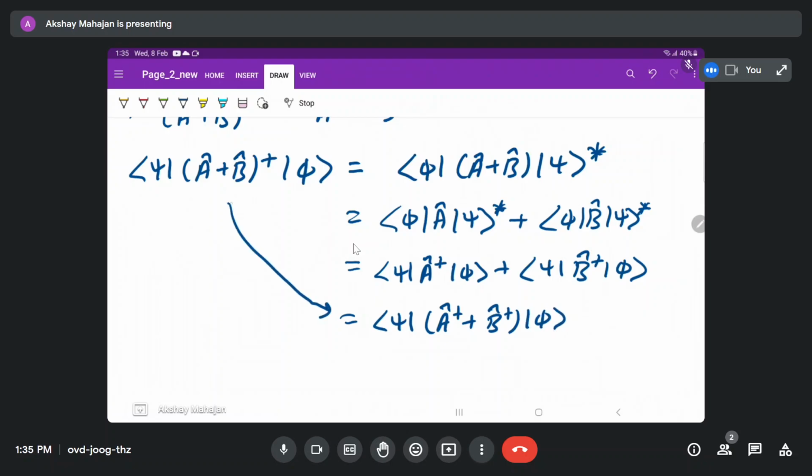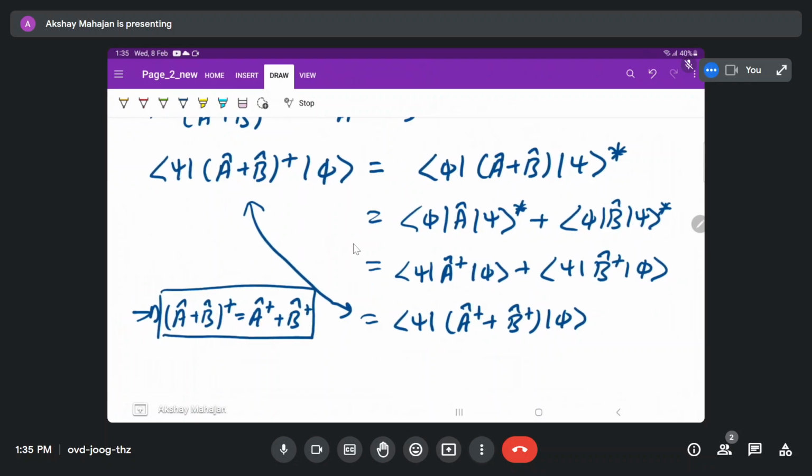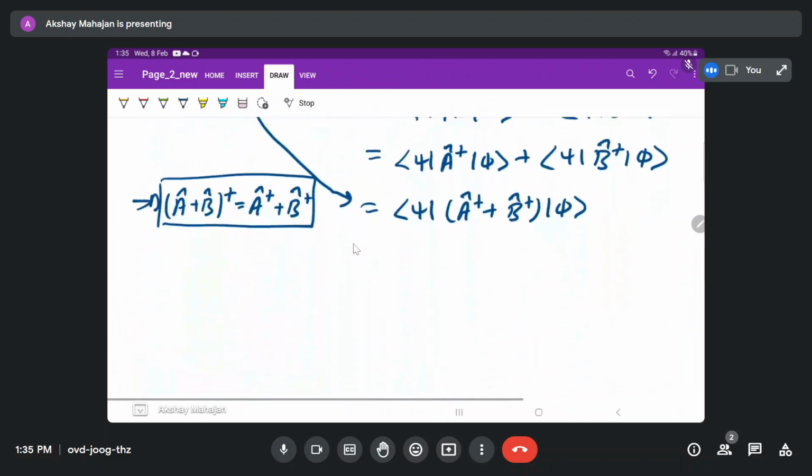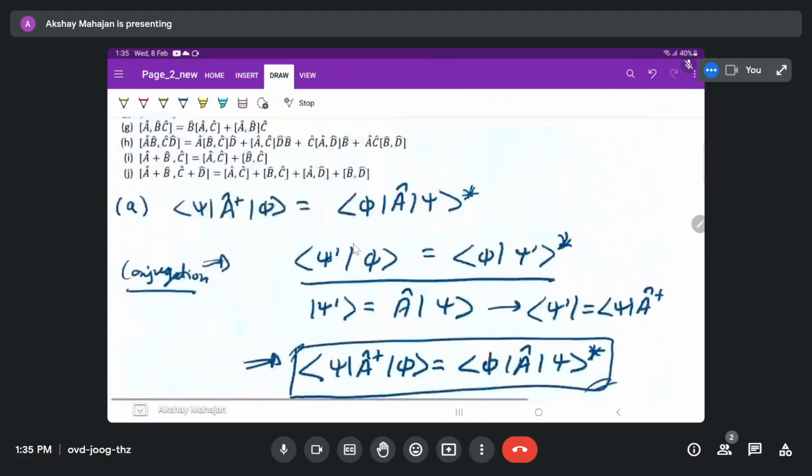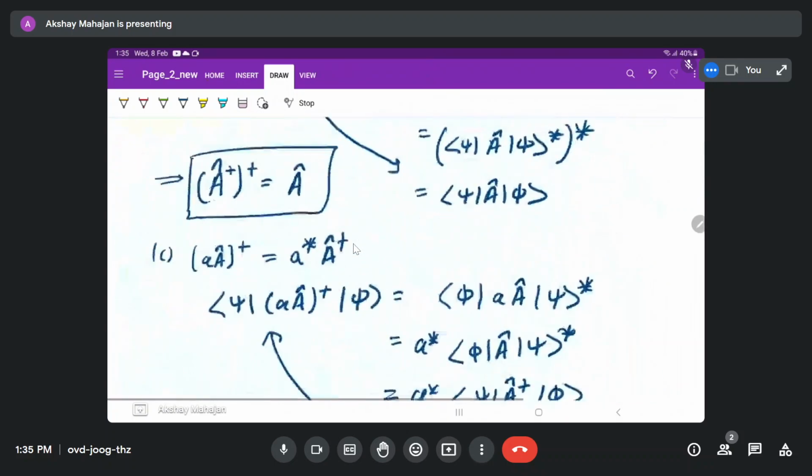Again by comparing these two, what we get is a cap plus b cap whole adjoint is equal to a cap dagger plus b cap dagger. So we have proved this identity as well. Now let us prove our next identity, the fifth one. In it, what we have is a cap b cap whole dagger. This should open as b cap dagger a cap dagger.